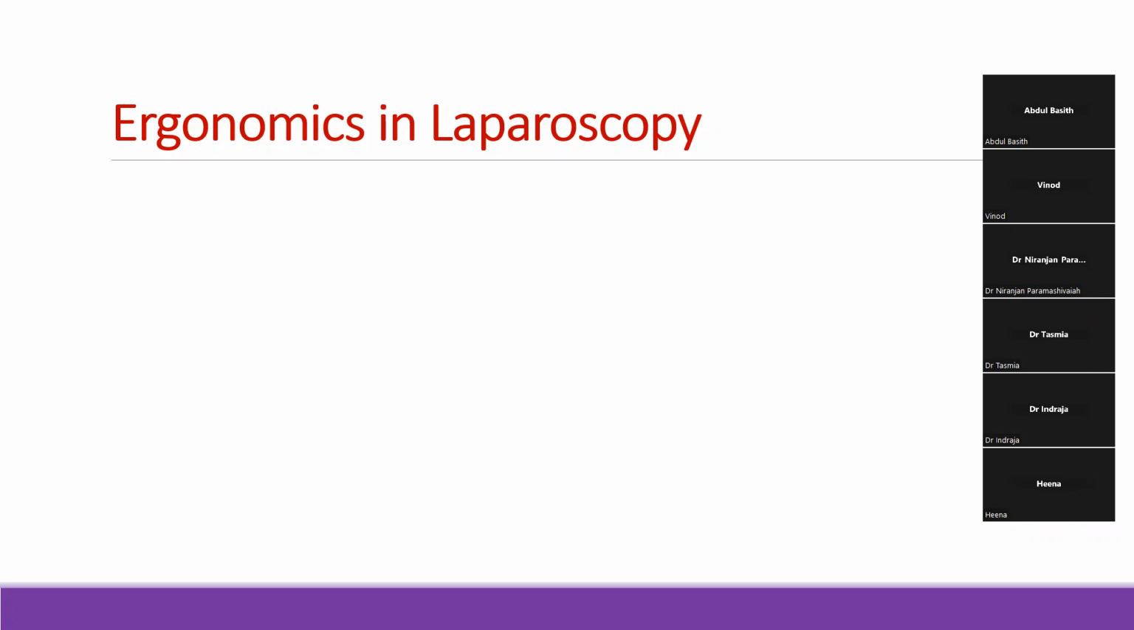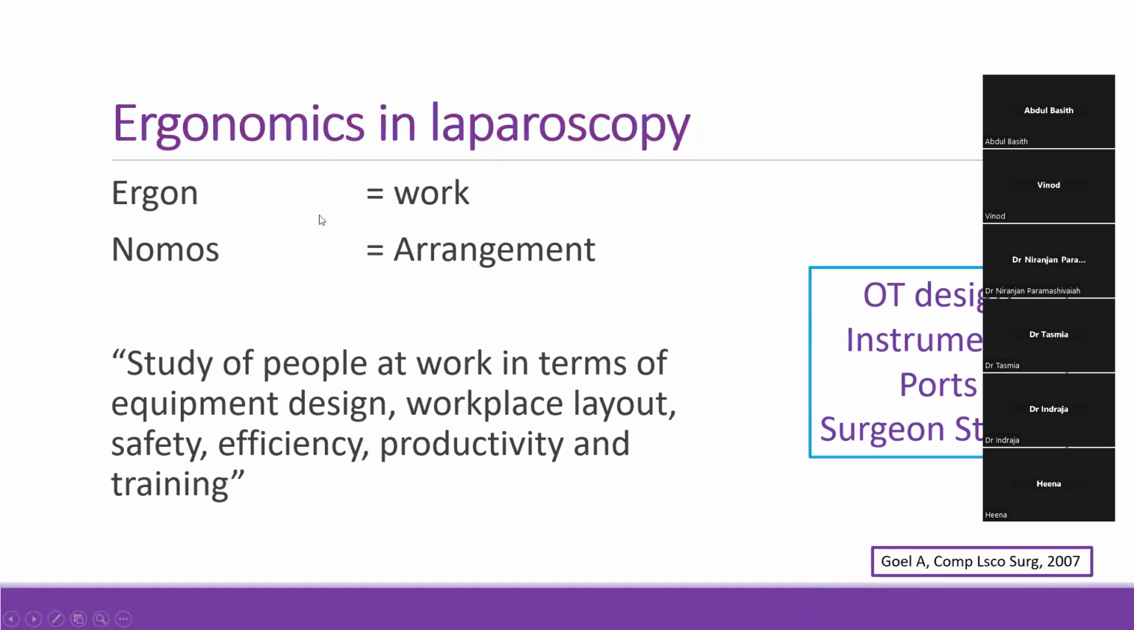It is the physical arrangement of yourself, your body, and the way it is related to the instruments that you use, and the way you position the patient and the monitors. This physical arrangement that goes into doing your operation is ergonomics, okay? Ergon means work, and it's a physical arrangement that is important. It is the study of people at work in terms of equipment design, workplace layout, safety, efficiency, productivity, and training. This is the subject of ergonomics, okay?